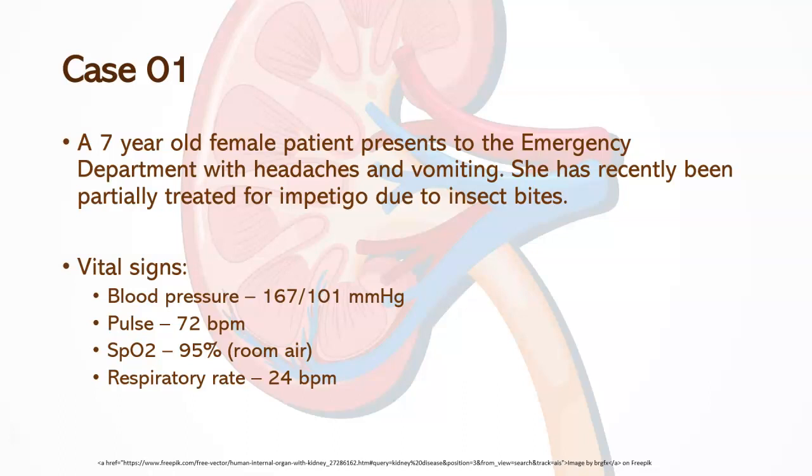So let's start with our first case, a 7-year-old girl who presents to the emergency department with headaches and vomiting. She has recently been partially treated for impetigo due to insect bites. Her blood pressure is elevated. The rest of her vitals look relatively normal.